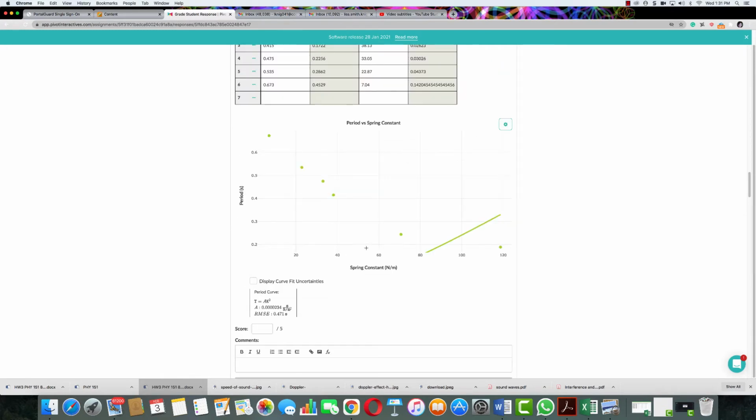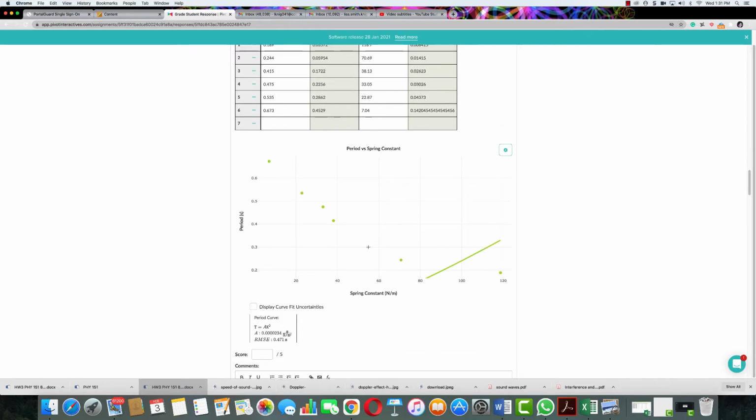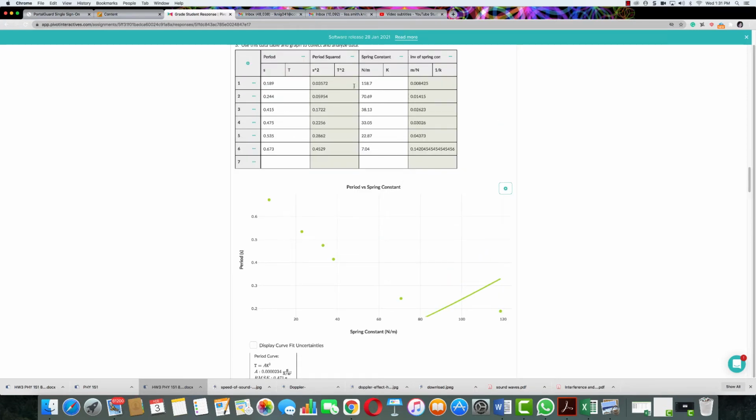So I know that the higher the spring constant is, the stiffer the spring is, the smaller the period is. That means that it takes less time for it to bob up and down once. And so that means it bobs up and down really, really fast when it's a stiff spring. And when it's a flimsy spring, it bounces up and down very, very slow. It takes almost half a second to go up and down versus a tenth of a second.